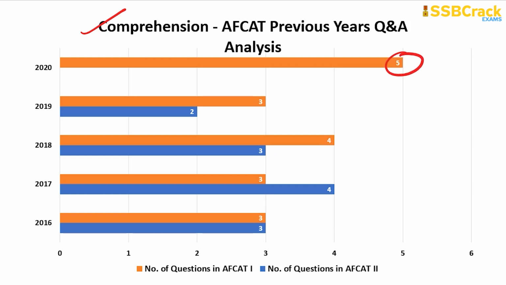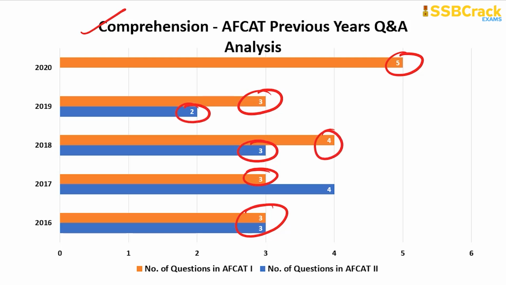5 questions came from this topic in AFCAT 1 2020 and 3 questions in AFCAT 1 2019, AFCAT 2 2018, AFCAT 1 2017 and also in AFCAT 1 and 2 2016, while only 2 questions came in AFCAT 2 2019 and 4 questions in AFCAT 1 2018 and AFCAT 2 2017. So you can expect at least a majority of 5 questions from comprehension.